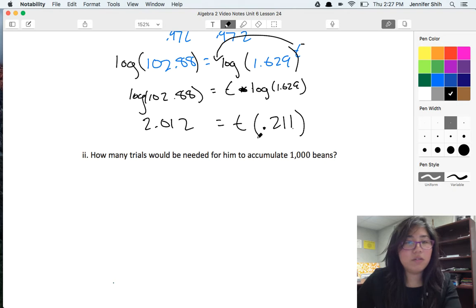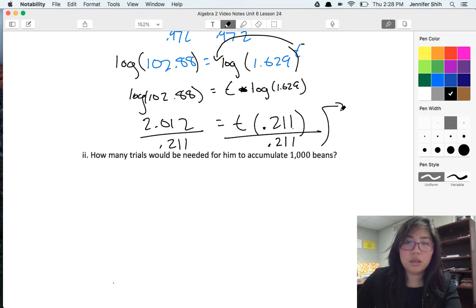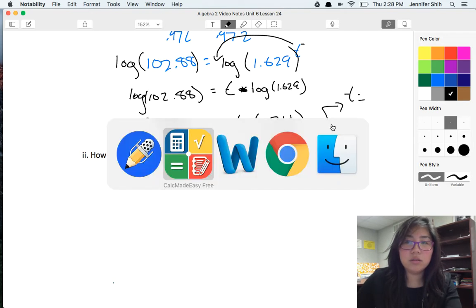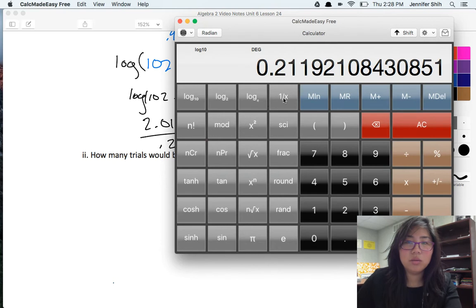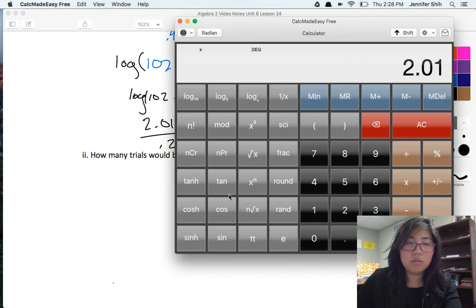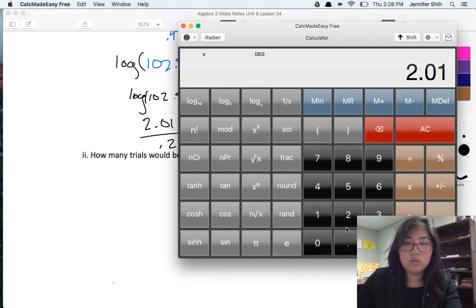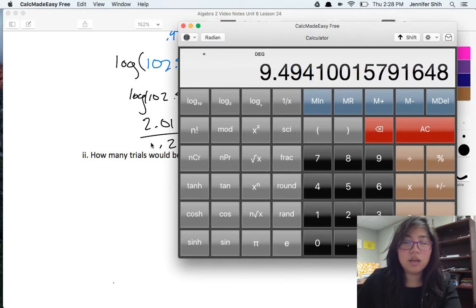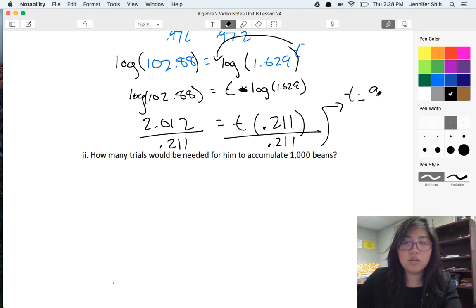Now, how do I solve for t in this case? I'm just going to divide both sides by 0.211. I'm going to get t is equal to, let's go back. I don't know what the last number is. 2. Okay. 9.49. t is equal to 9.49. So we need around 10 trials to get to 100. Gregoire needs 10 trials to get to 100 beans.